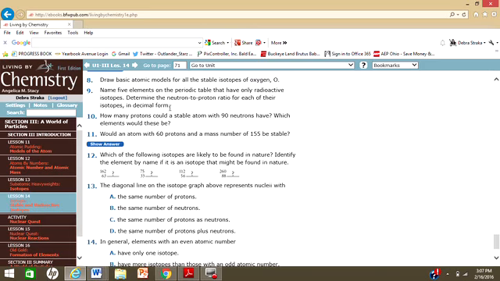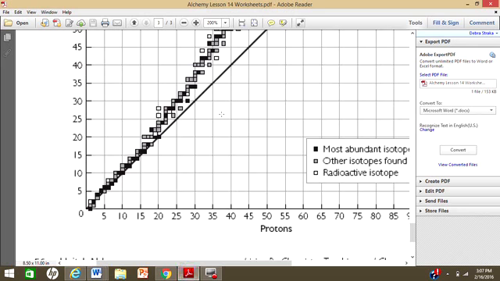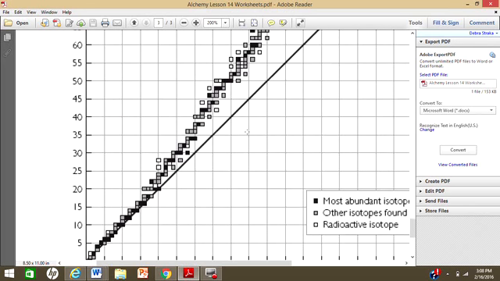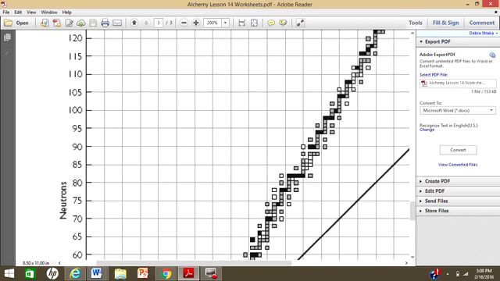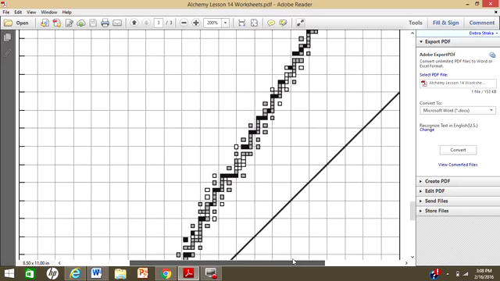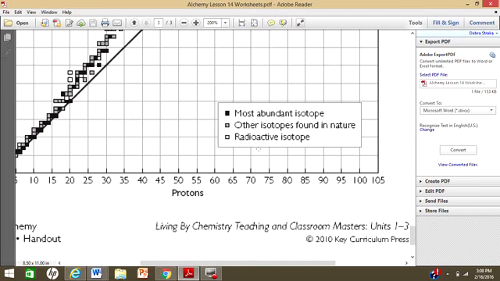Okay, so we're on number 9. Name 5 elements on the periodic table that have only radioactive isotopes. Determine the neutron to proton ratio for each of their isotopes in decimal form. You don't have to do this decimal form part, but we want 5 elements that only have radioactive isotopes. So when you go up this line, all of their isotopes will be white, because remember we said that, if I go back over here to the chart, that white are radioactive isotopes.